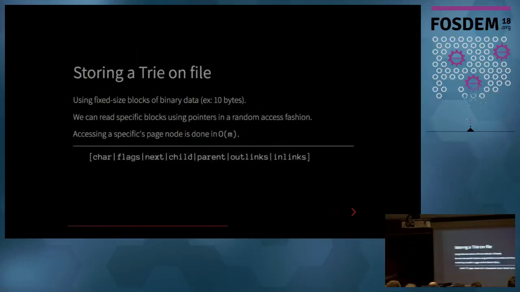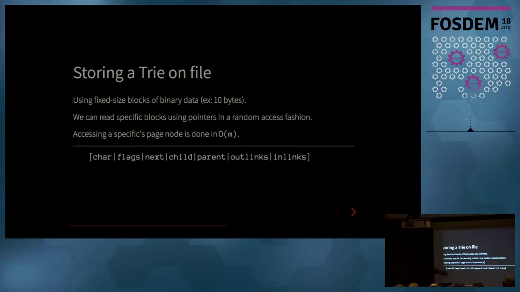That's all. So how do we do that on file? It's quite simple. We use fixed size blocks of binary data, for instance 10 bytes or 80 bytes, we decide something. Because we have a fixed size, we can access the blocks in the file in a random access fashion. So it's quite fast, especially if you have SSDs. Accessing a specific page's metadata is actually done in O of M, M being the length of the actual LRU.